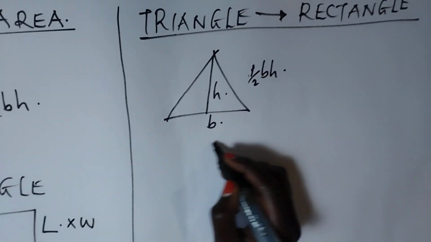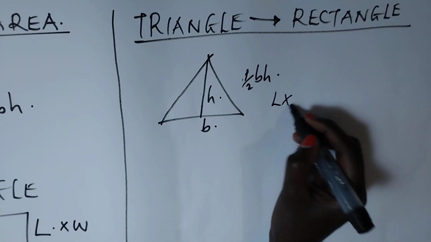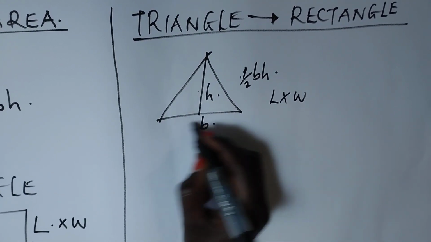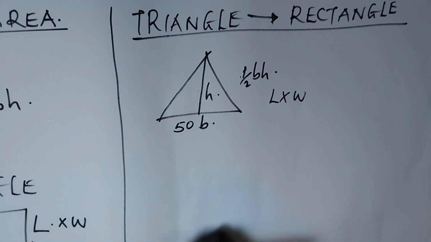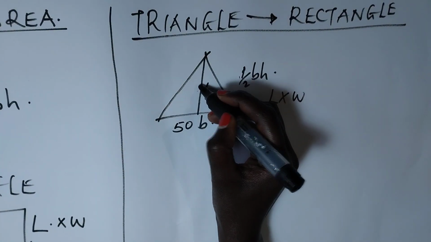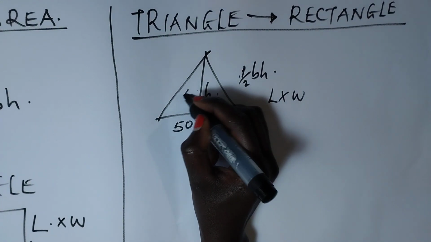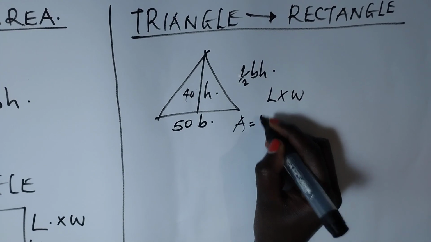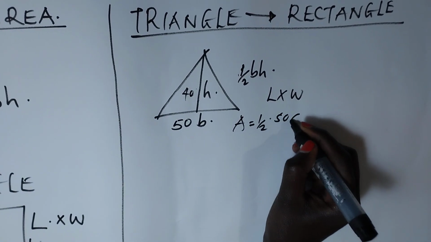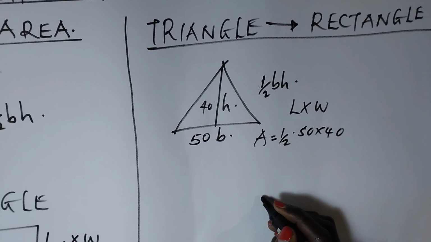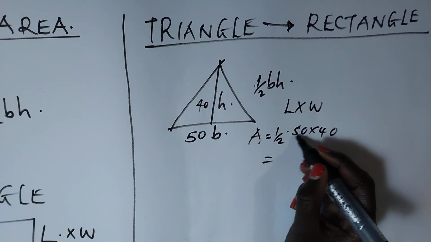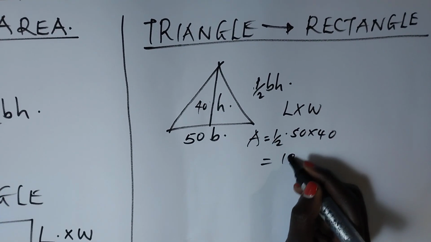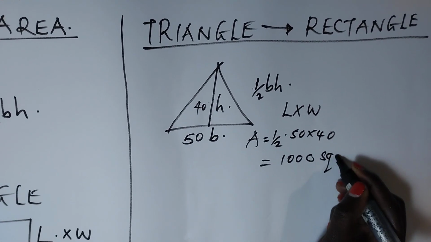And you know that the area of a rectangle is length times width. For instance, if the base of your triangle is maybe 50 millimeters, and the height of your triangle is 40 millimeters, the area of this triangle will be half times 50 times 40. So this is 25 times 40, which is 1,000 square units.